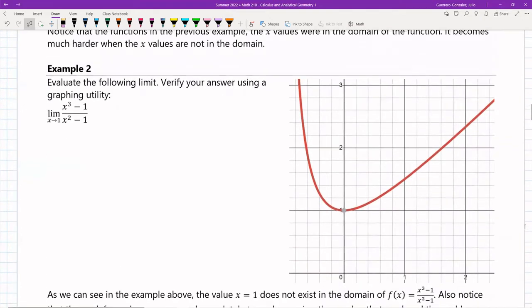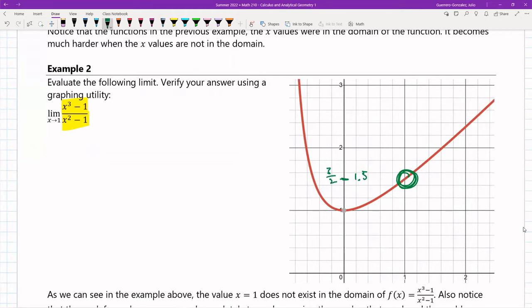Let's say we want to evaluate this following limit, and verify my answers using a graphing utility. I have this function, x cubed minus 1 over x squared minus 1, and I want to find the limit of this function as x approaches 1. The graph is over on the right-hand side. If we look at this graphically, like we did before in section 2.2, we can see that it's going somewhere. It looks to be going to about 1.5, or 3 halves.